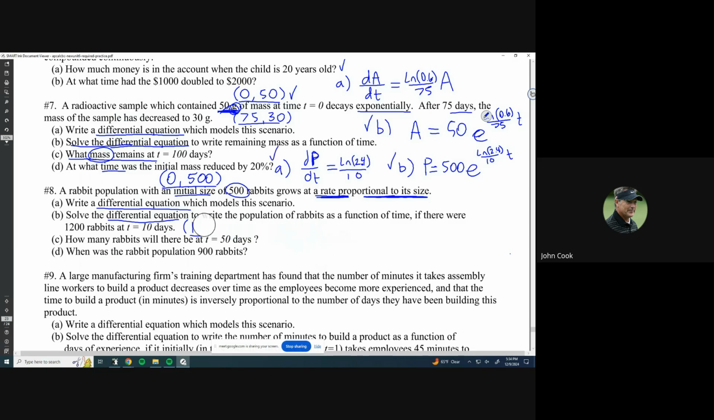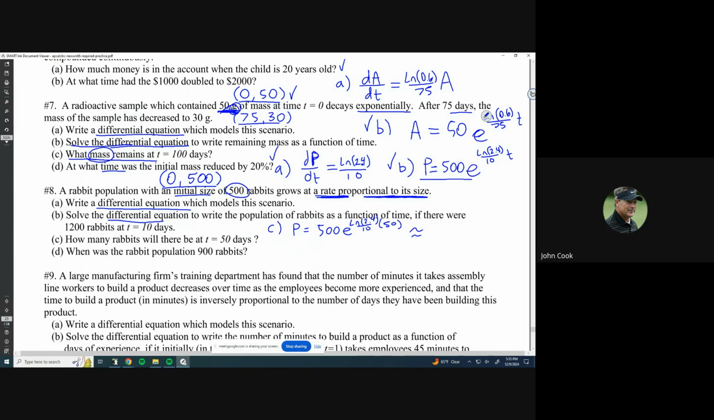So now let's answer some other questions. It says in part C, how many rabbits will there be at t equals 50 days? Well, this just sounds like we just need to plug it in. So part C, plug the 50 into this equation. So P is equal to 500 e to the natural log of 2.4 over 10 times t, which is going to be 50 in this case. Okay, so then we approximate this to 3 decimal places. And there's going to be rabbits.